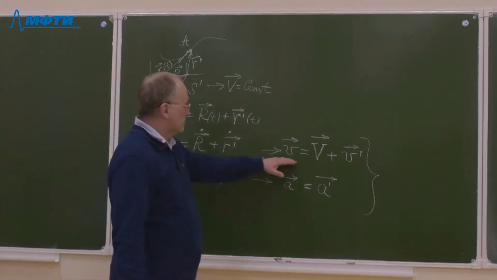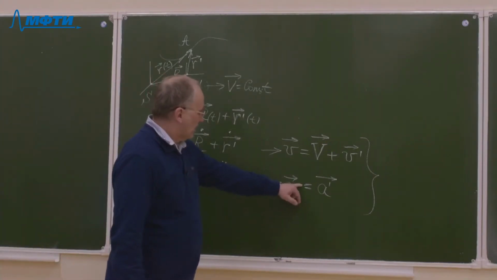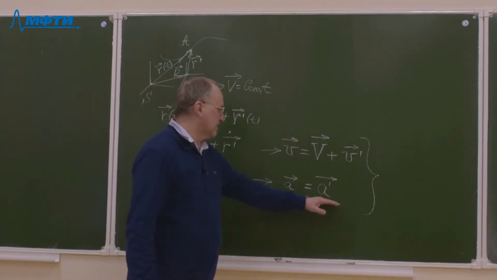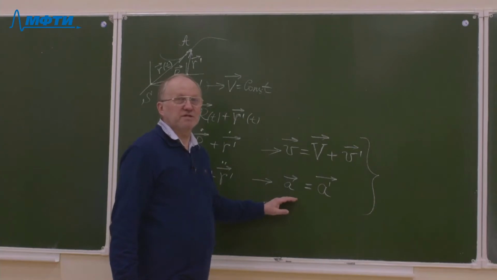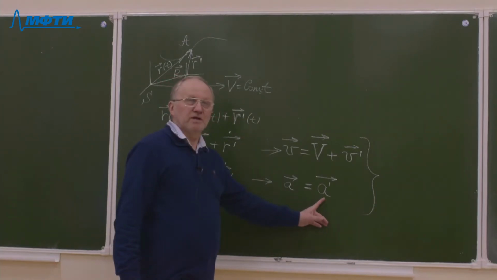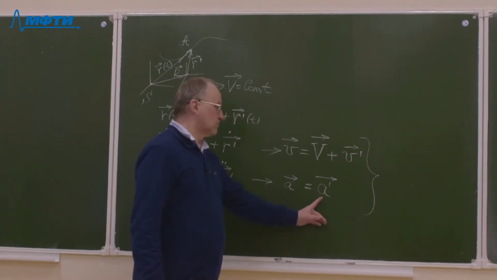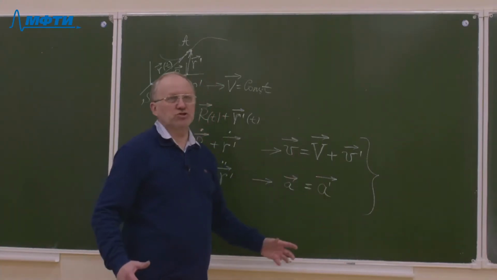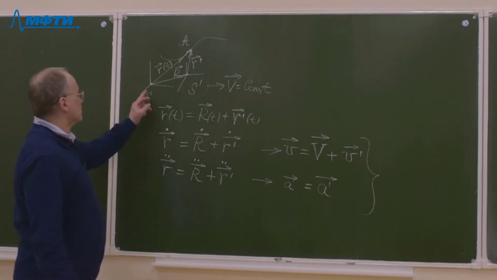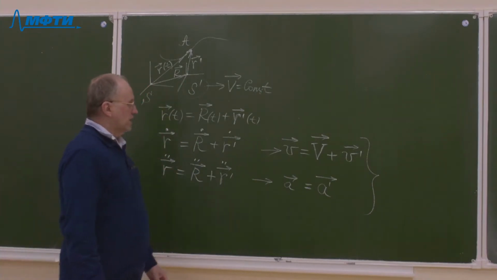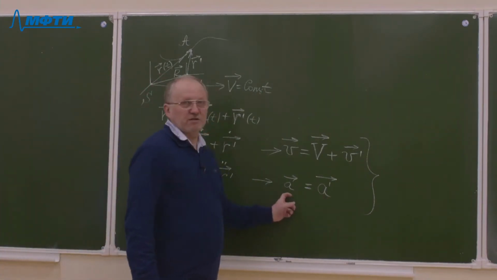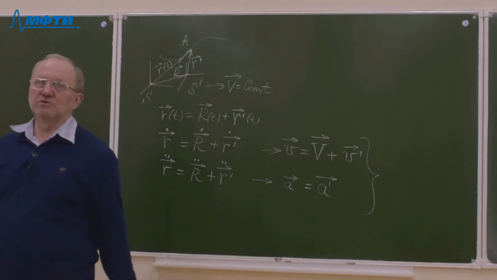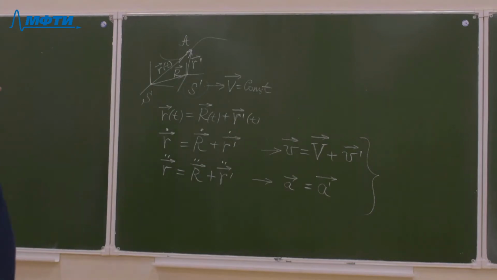What do we have here? The most interesting thing is that the acceleration of a point particle is the same if viewed from different reference systems. If you have two different inertial reference systems, inertial reference frames, then the acceleration of any particle will be the same in these two, if measured in these two reference frames by two different observers.